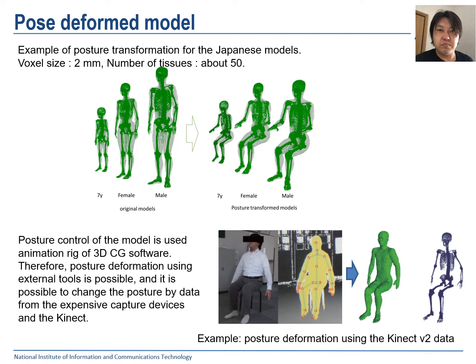This is a seated model generated by volume refilling. As you can see, these seated models are smoothly deformed while maintaining the continuity of internal tissues. And also, posture control of the model uses the animation rig of three-dimensional CG software. Therefore, posture deformation using an external tool is possible. And it is possible to change the posture by data from an expensive capture device and the Kinect, like these images.